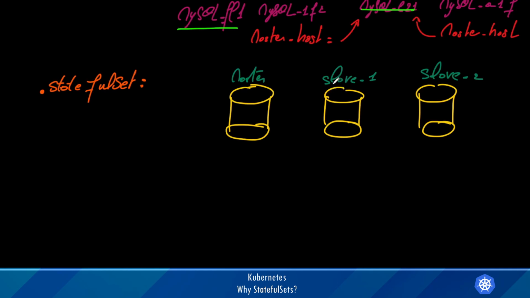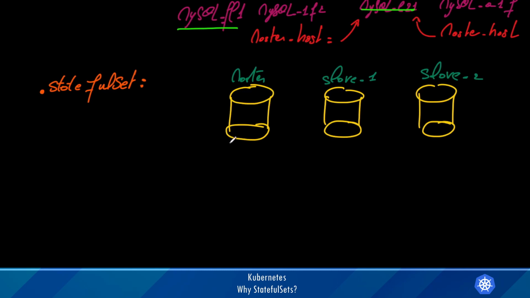So we can clone data from master to slave 1 and enable the continuous replication from master to slave 1. And the same for slave 2. When slave 1 is up and running, slave 2 will be created. So we can clone the data from slave 1 to slave 2 and enable the continuous replication from master to slave 2.